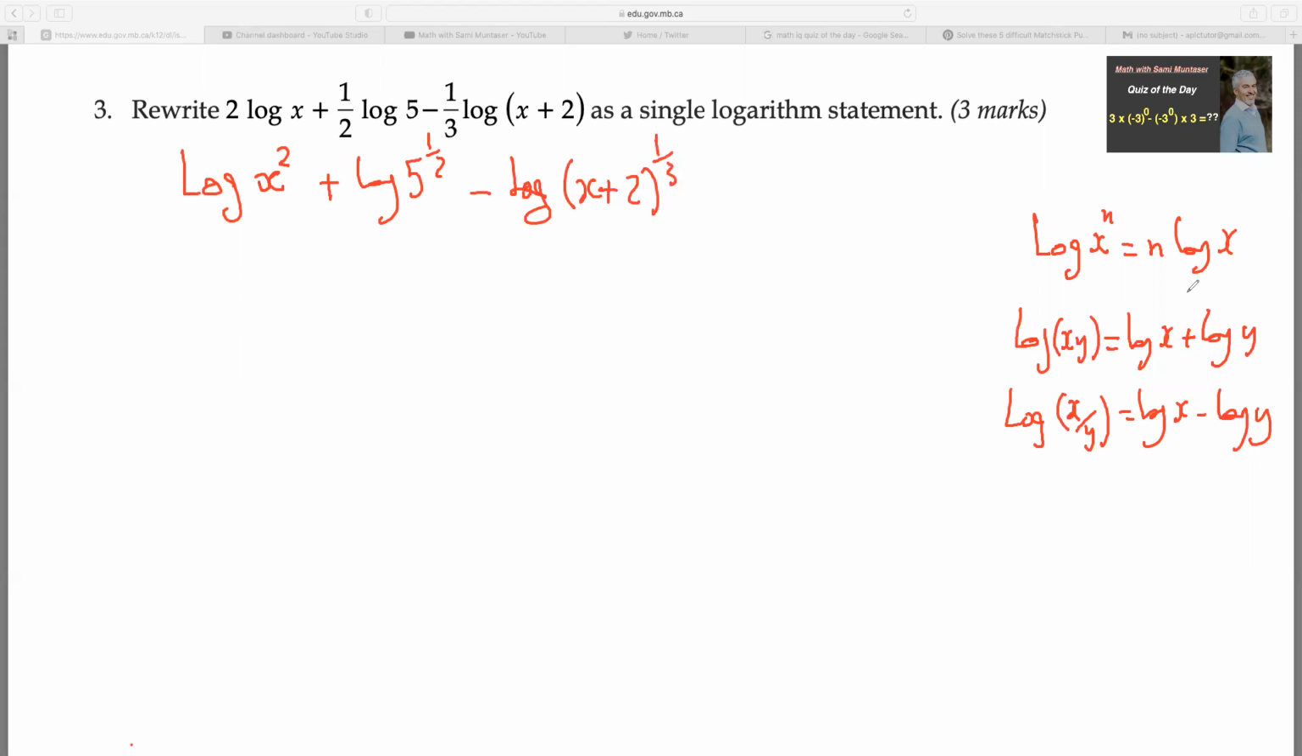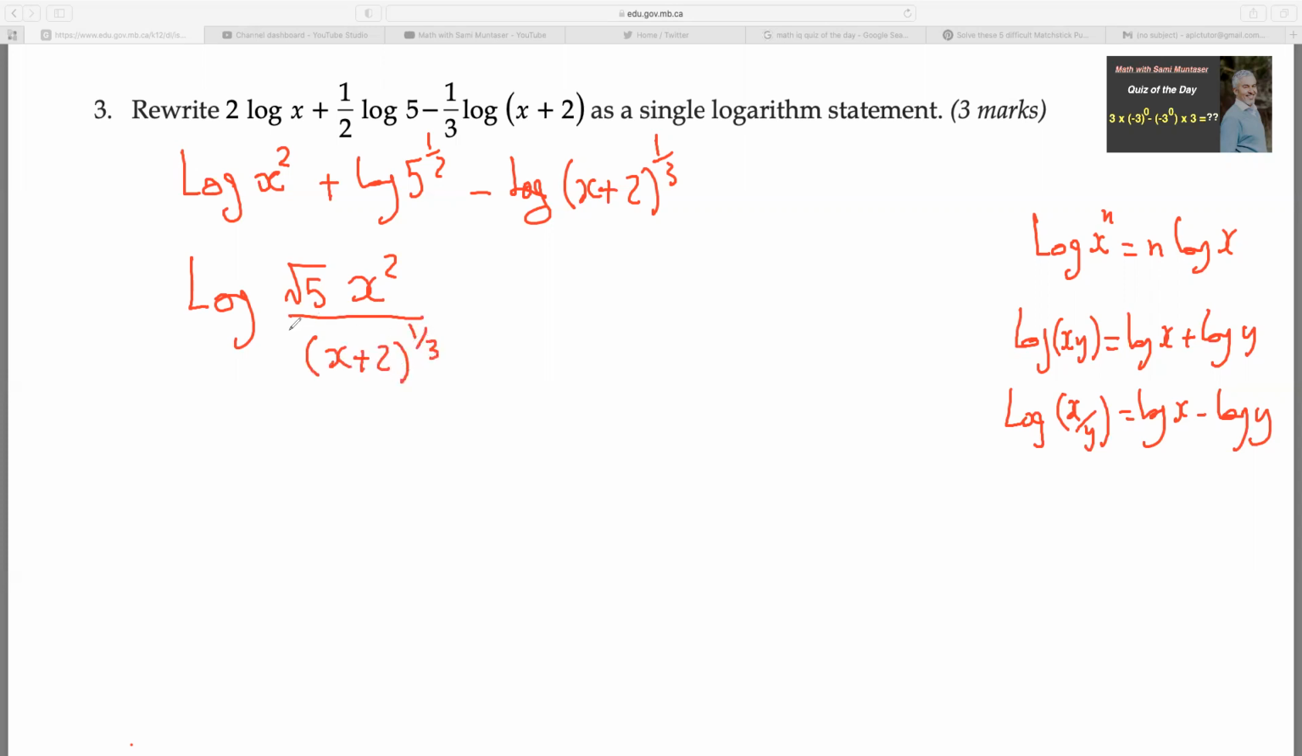Now you want to use these two here to rewrite them as one single logarithm. So there you go, log. Anything that has a positive in the front here, I tell my students, if you see a positive in here, that means these things that you log go on top. So 5 to the half, which is the same as square root of 5, x squared goes on top, and anything that has a negative goes on the bottom, and this here will go on the bottom as x plus 2 to the 1/3.